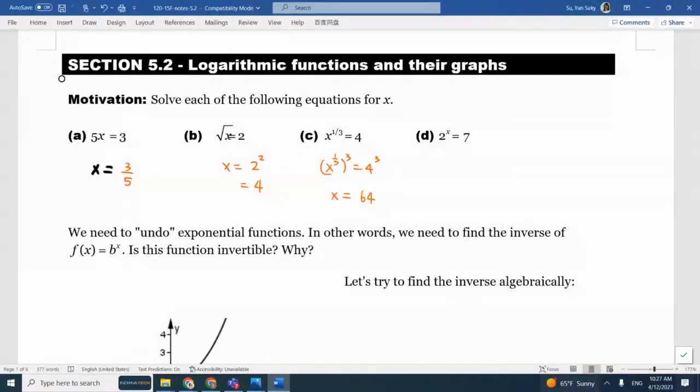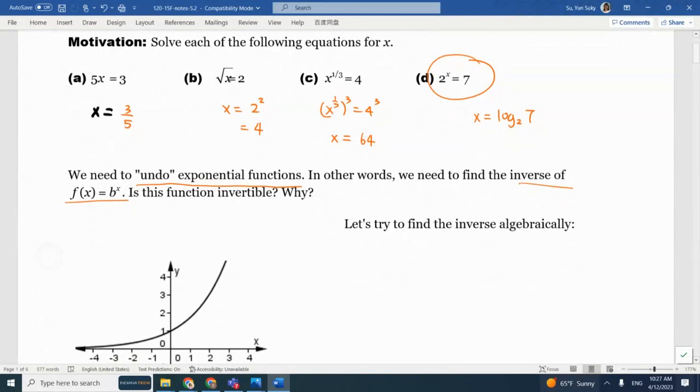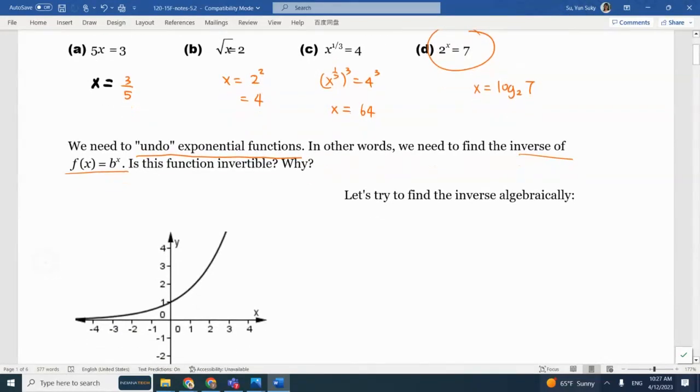Okay. Now, how do we solve exponential equation involving exponential expressions? Well, we want to get rid of the 2, right? So therefore, in order to solve this, we want to undo the exponential function. In other words, we want to find the inverse of the exponential function. Okay, so I can tell you the answer right now, and I will talk about what it means. So the answer is x is log base 2 of 7.